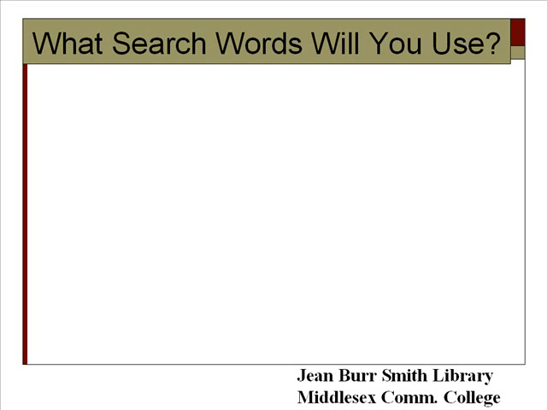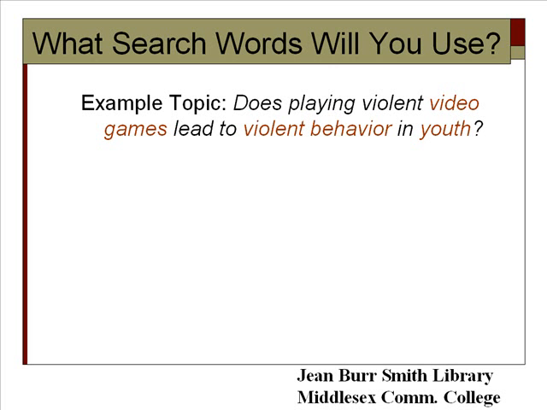Now that you have your topic and thesis statement, you can begin identifying keywords to use in searching. Spending just a few minutes on this step will save you time and frustration later in the research process. Look at your statement. What are the main ideas or concepts? In our simple example, does playing violent video games lead to violent behavior in youth? The key concepts are video games, violent behavior, and youth.